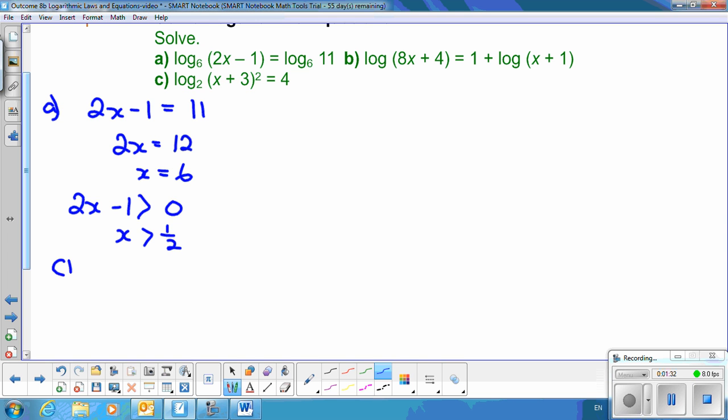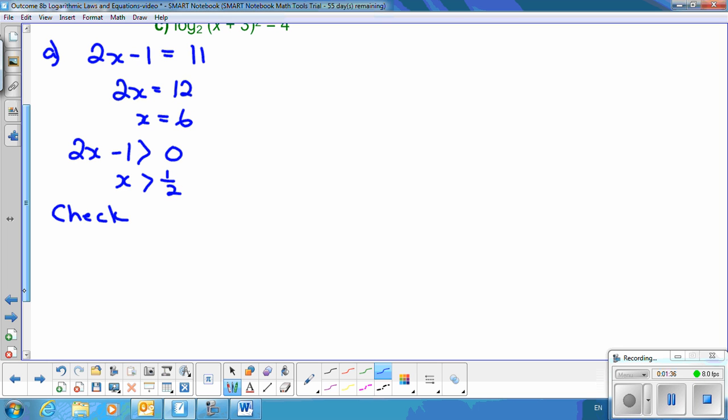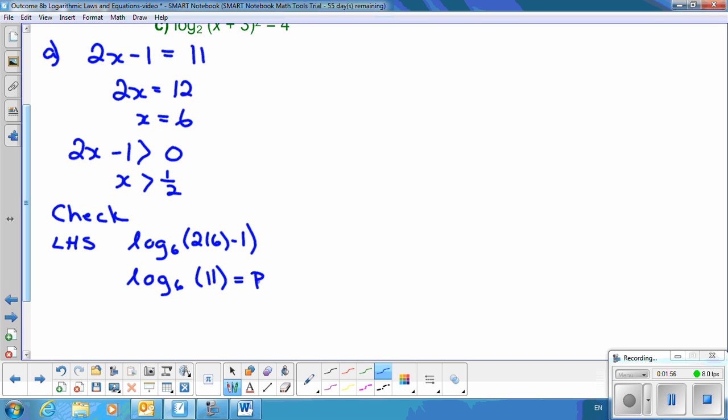The last thing we are going to do is check these because we can end up with some extraneous roots. To check, we're going to substitute into the left-hand side, and we get log base 6 of 2 times 6 minus 1, or log base 6 of 11, which is what our right-hand side is equal to. And so this solution has checked, and our solution set then is positive 6.